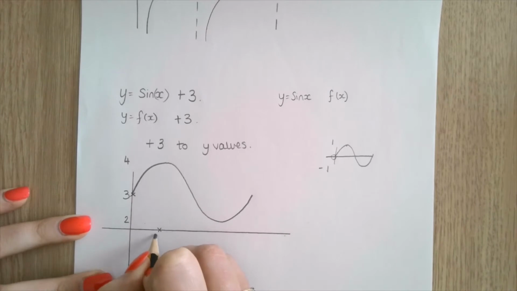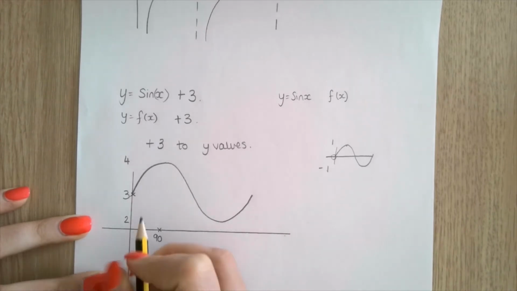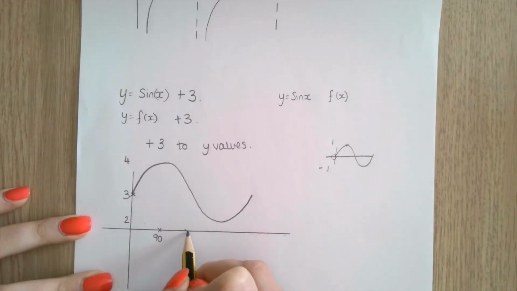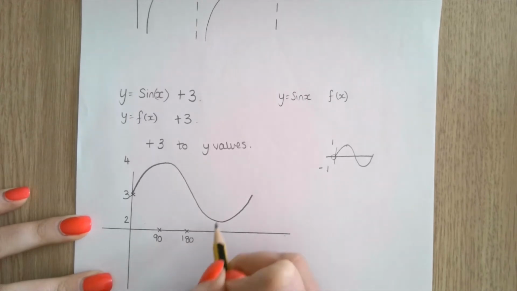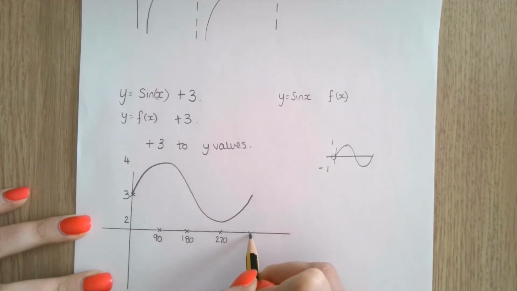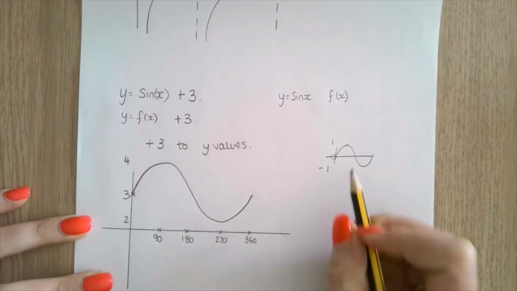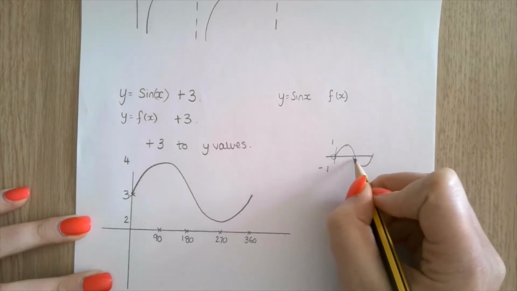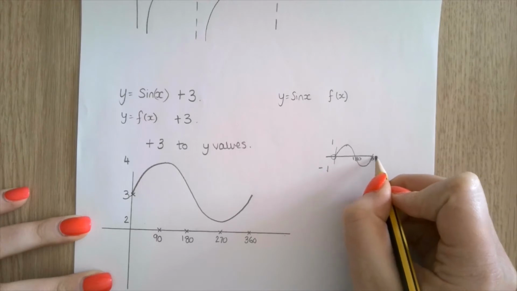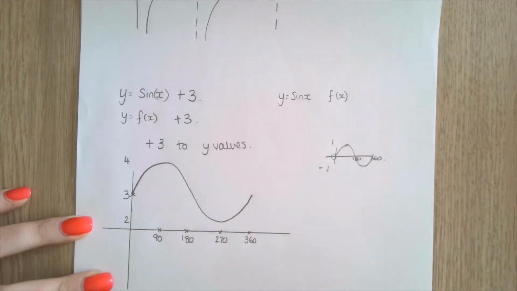Put on my x values, which would be the same. Because I haven't altered my x values from the original graph, I've only added 3 to my y values because of this transformation.